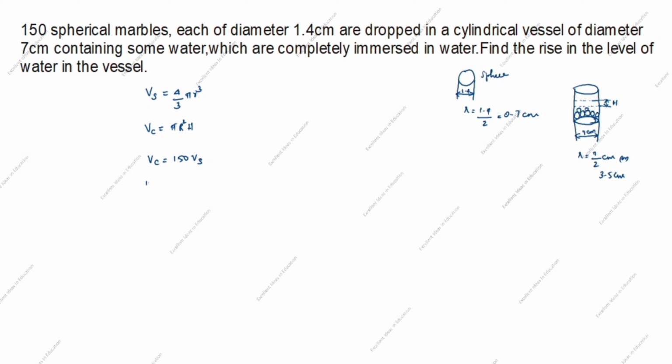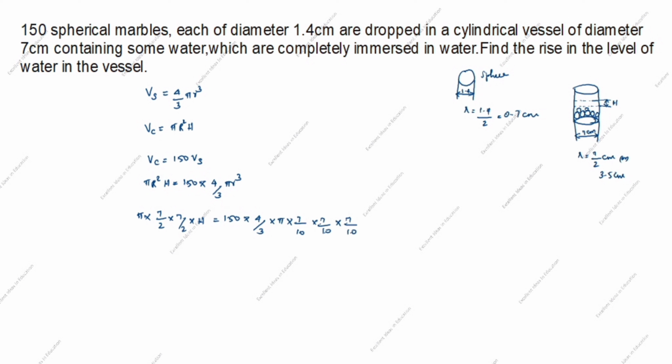What is the VC formula? Pi R square H is equal to 150 into, what is the VS formula? 4 by 3 pi R cube. Pi into, what is the cylinder radius? You see here, cylinder radius is 7 by 2 or 3.5, but we will write 7 by 2 here. Into 7 by 2 into 7 by 2 into h, h only we need to find, equal to 150 into 4 by 3 into pi into, what is the sphere radius? Sphere radius is given as 1.4 centimeter, diameter only given. Radius is 0.7. So 0.7, how will you write? 7 by 10 into 7 by 10 into 7 by 10.